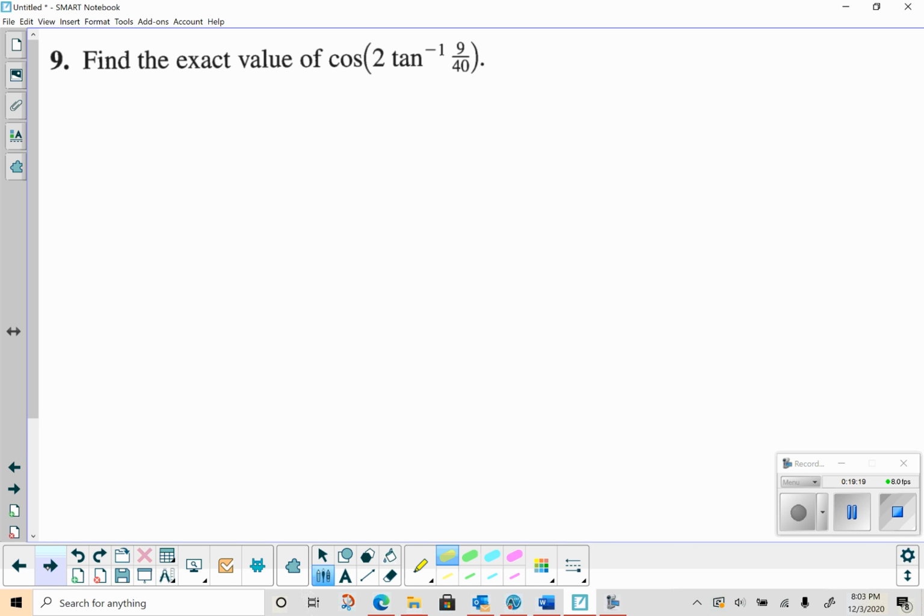And then we'll wrap this up with number 9 here. Exact value of the cosine of 2 times the inverse tangent of 9 over 40. So again, we've talked about this before. When you see this expression, an inverse function, that means some angle. Okay? So this is really just another way of saying find the cosine of 2 theta. I don't really need to find out what theta is. Time to draw a picture.